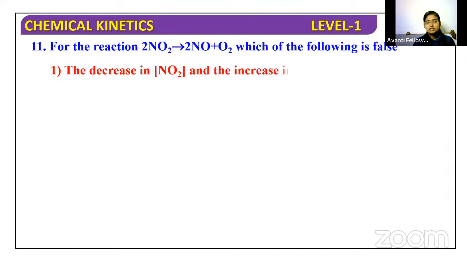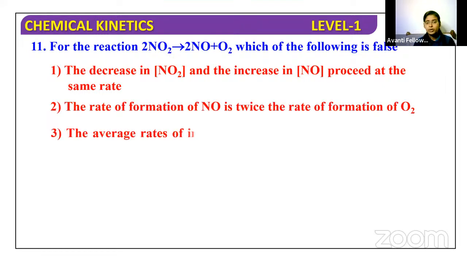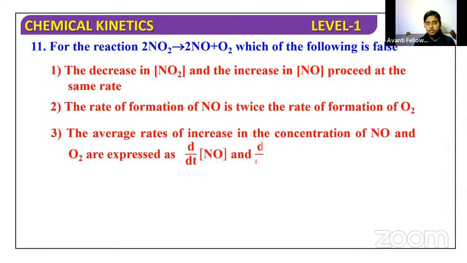Question number 11. For the reaction 2NO2 giving 2NO plus O2, which of the following is false? The decrease in NO2 and increase in NO proceeds at the same rate. The rate of formation of NO is twice the rate of formation of O2. The average rate of increase in concentration of NO and O2 are expressed as dNO by dt and dO2 by dt; dNO by dt is equal to dO2 by dt.